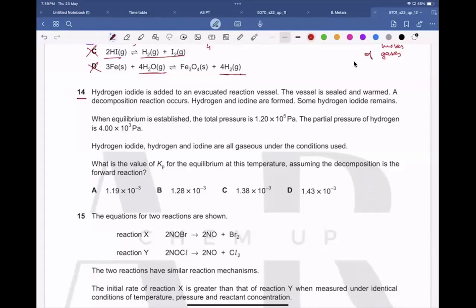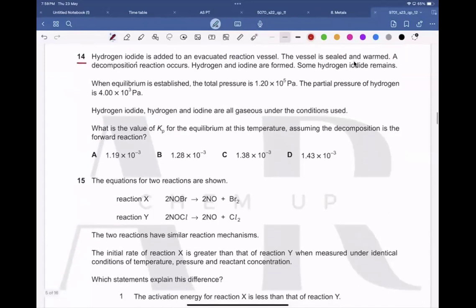Today we are going to start with question number 14. Hydrogen iodide is added to an evacuated reaction vessel. The reaction vessel is sealed and warmed. A decomposition reaction occurred. Hydrogen and iodine formed. Some hydrogen iodide remains.